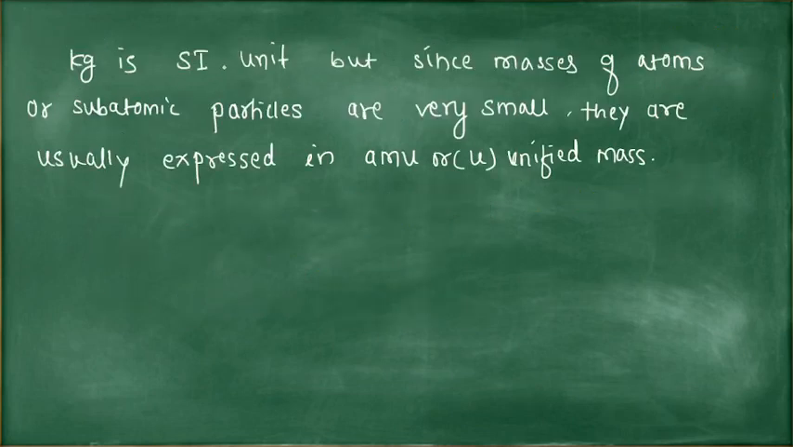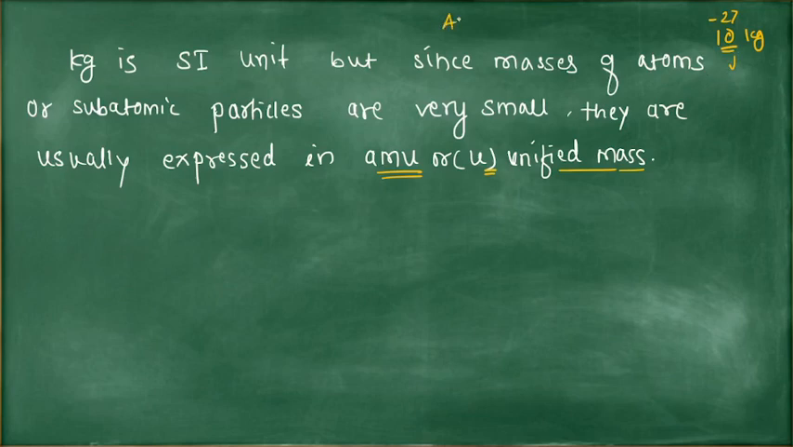Kilogram is the SI unit, but since masses of atoms or subatomic particles are very small, they are usually expressed in AMU or u, unified mass. The order of magnitude is 10 raised to minus 27 kilogram. So the mass is very small, and the convenient unit is AMU. Kilogram is not convenient, but you can measure atomic mass or subatomic particle mass in AMU.